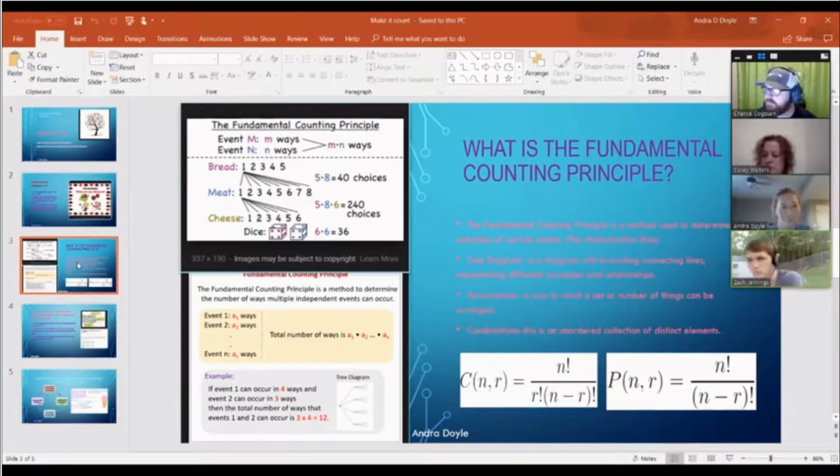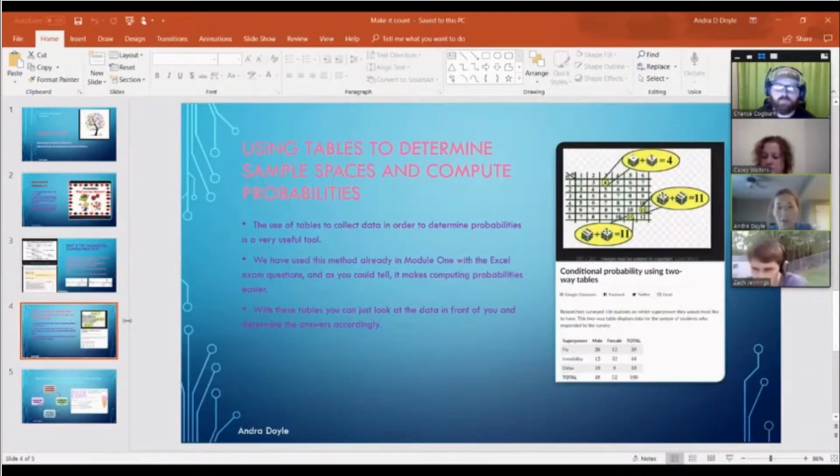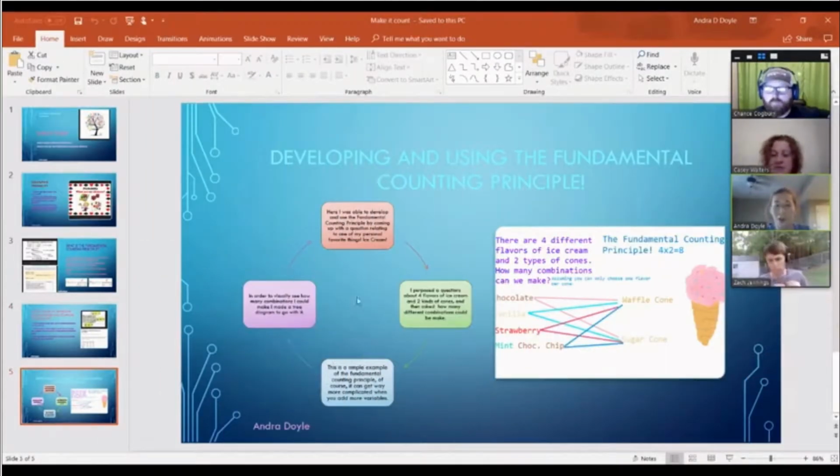And how could you use a table to determine sample spaces and compute probabilities? We have used this method already in Module 1 with our Excel exam questions. And as you could tell, it makes computing probabilities pretty simple. And thank you guys for all the questions, and I hope I demonstrated it to you in an effective manner where you guys can understand that using this is pretty simple.